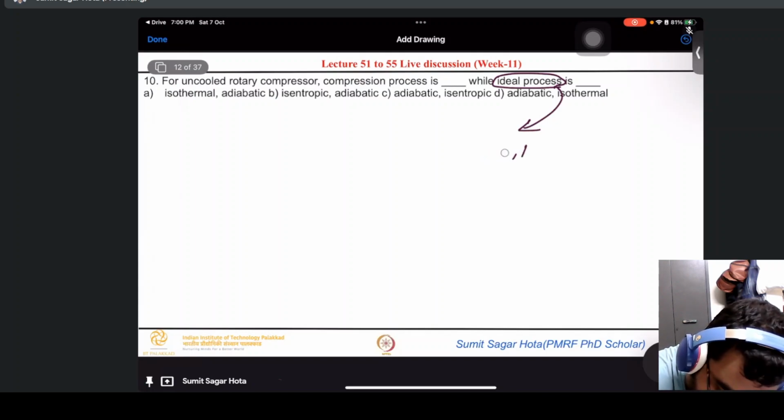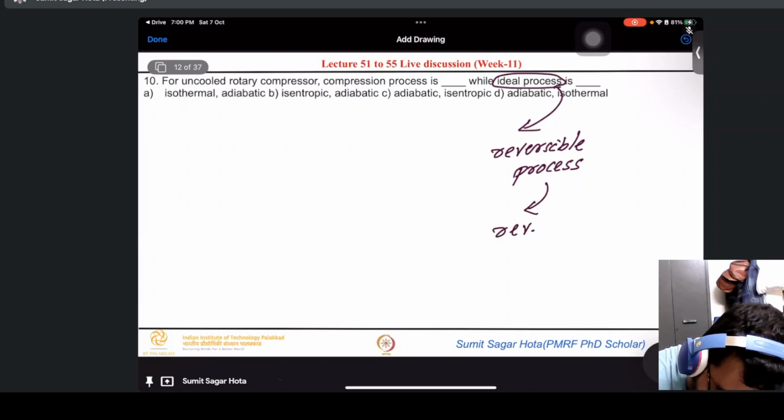Because what does ideal mean? It's a reversible one. And what is a reversible adiabatic process called? A reversible adiabatic process is called isentropic.